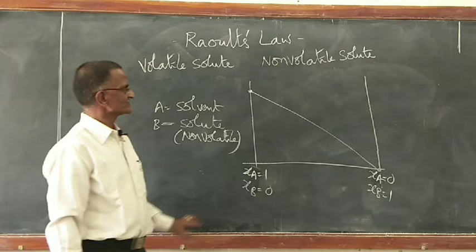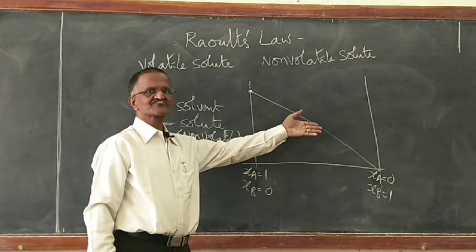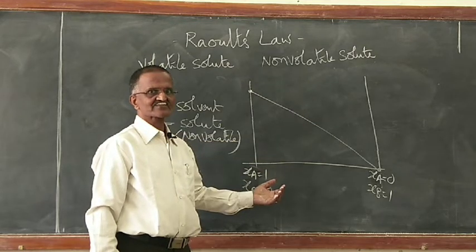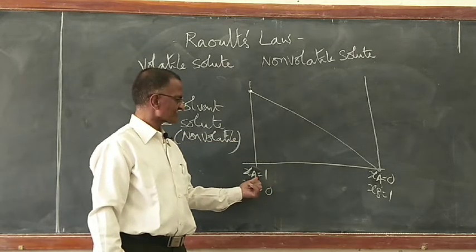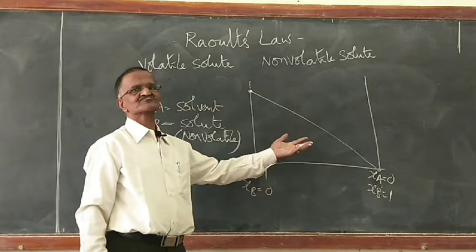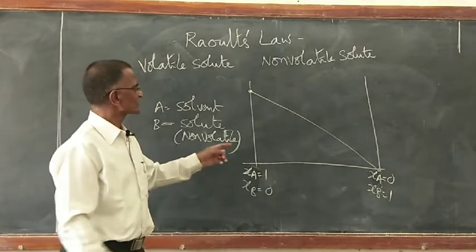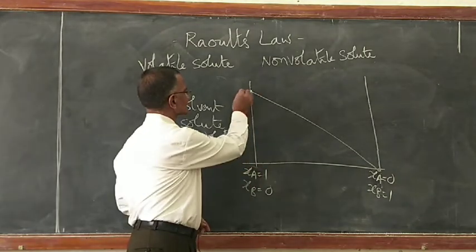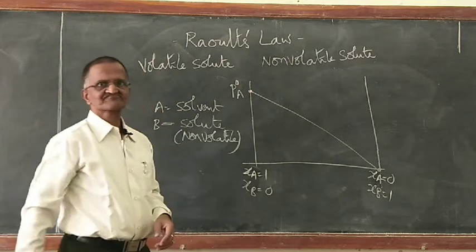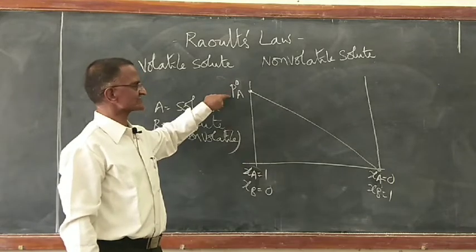Finally, what will happen? You have got a liquid solution, but how much is going to be the pressure on the surface? Very less. Why? Because the amount of B component, which is non-volatile, goes on increasing. So, if A alone was present, I call it P naught A. P naught A is when A alone is present.